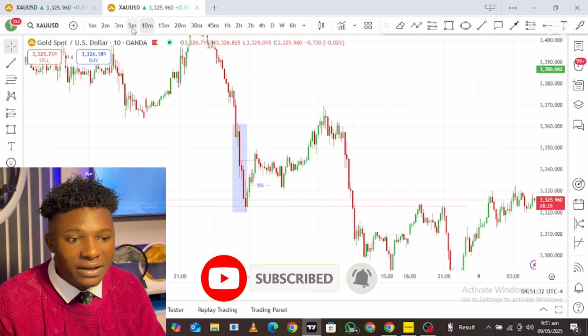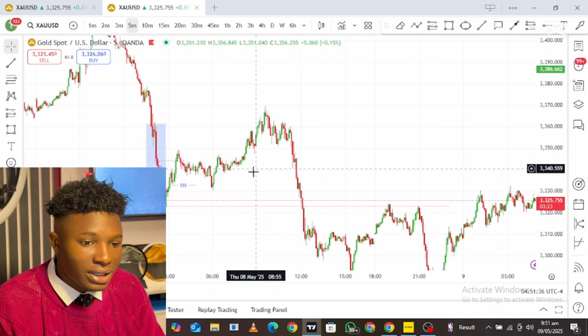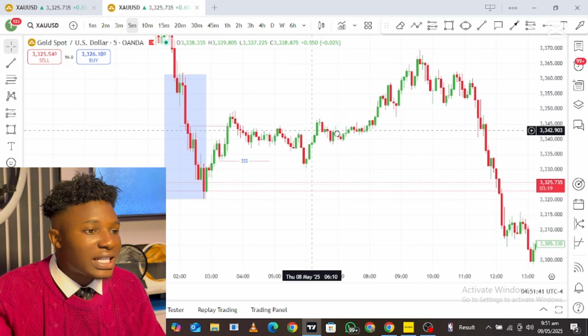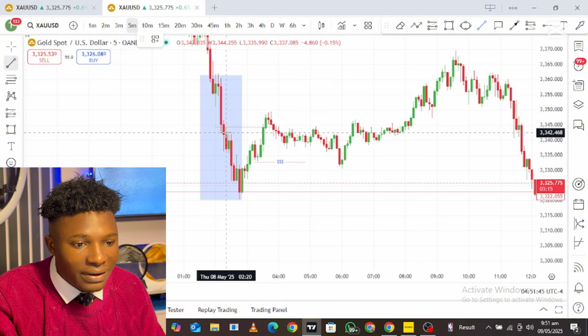Then on the 5 minutes time frame, I'm going to show you guys on my chart where I really entered the market so that you can see it. On the 5 minutes time frame, price ended up breaking this particular high right here.